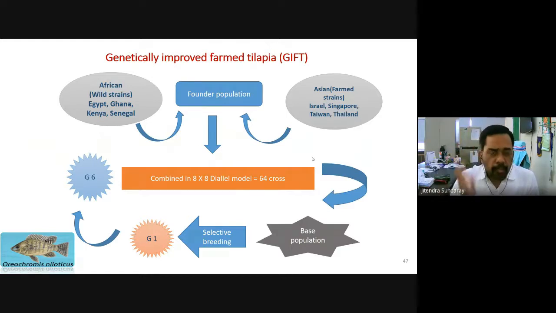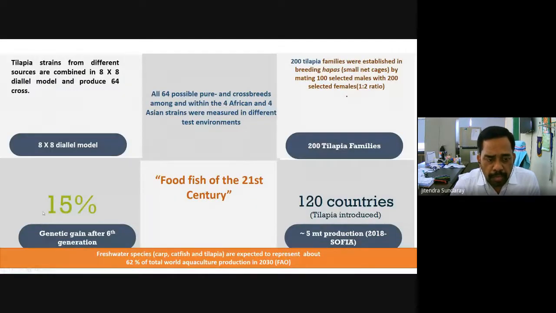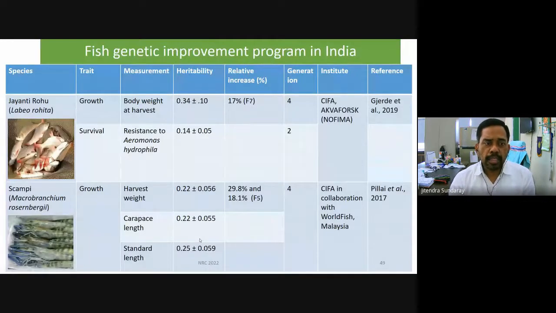Coming back to tilapia, you all might know tilapia has been ruling the world because, being a wild fish, people prefer tilapia. And as of today, at the end of G6, generation 6, they have their combined allele program, and tilapia has around only 8 to 15% genetic gain after 6 generations. It's almost equal to what we have got in Katla in the second generation. So as I told, this food fish of the 21st century, tilapia, is really across the globe. And this genetic program I told you already, Rohu and Scampi.